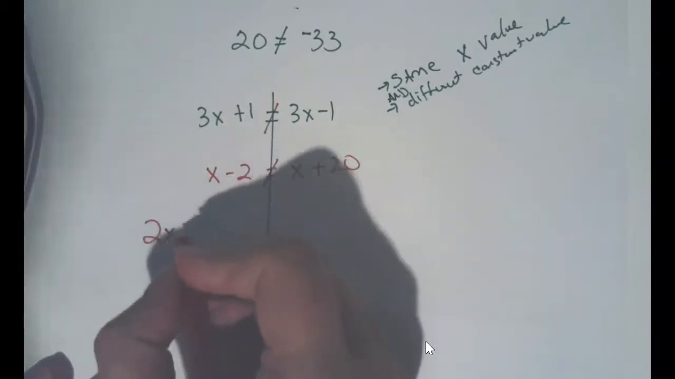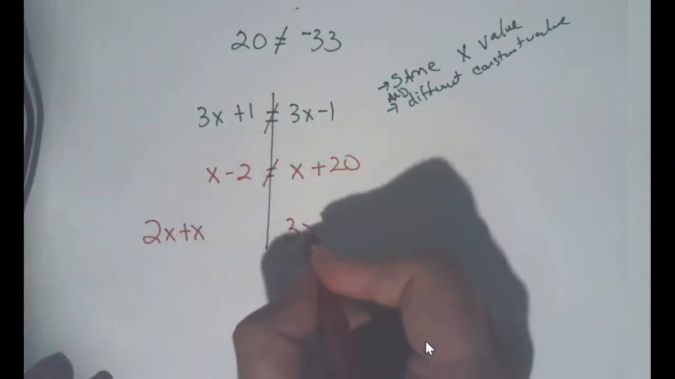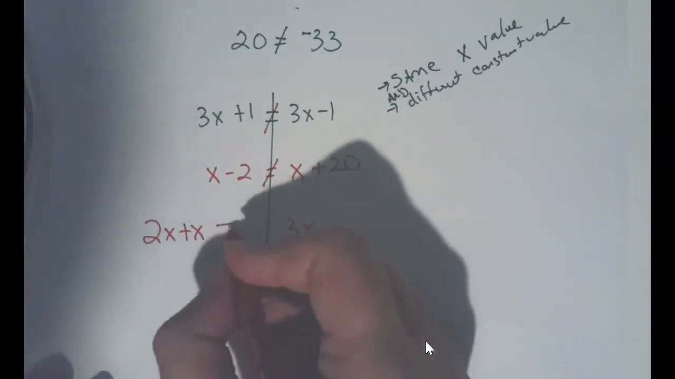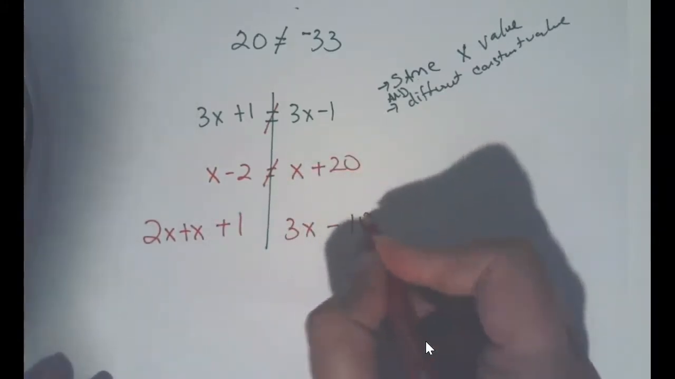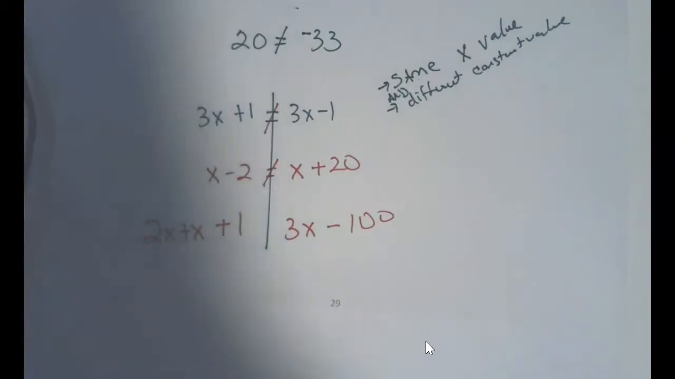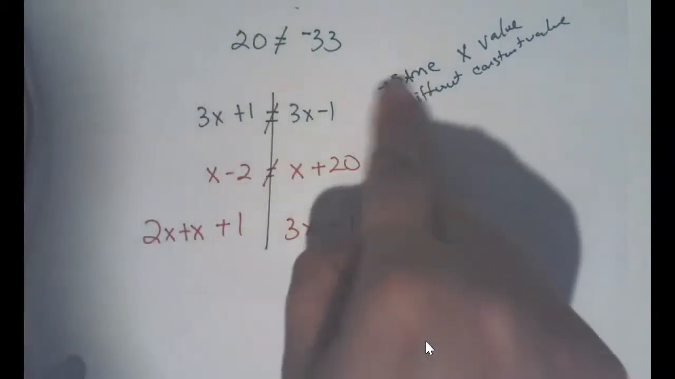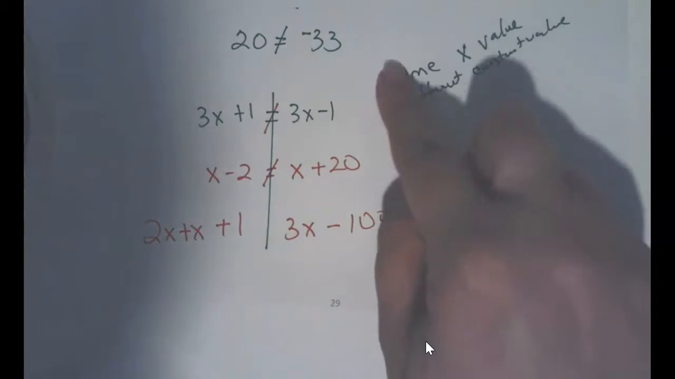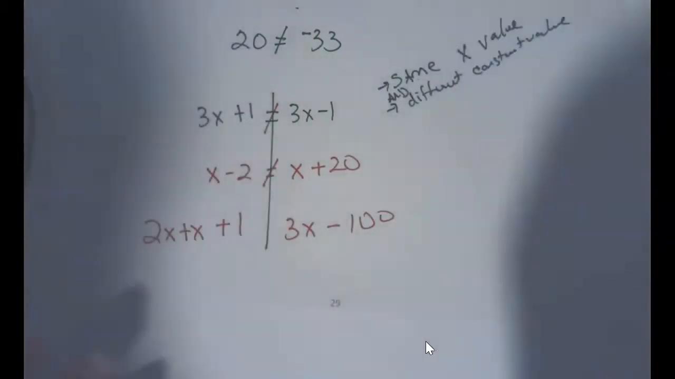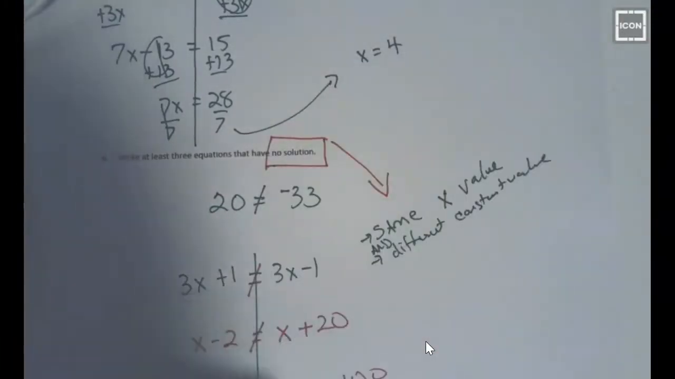Maybe I'm going to say 2x plus x, and then over here I'll just call it 3x. And then I'll say plus 1 and minus 100. Throw some fractions or decimals in there. But remember, to make it not true, these two things would be there. And that's when we have no solution. No solution in this situation.